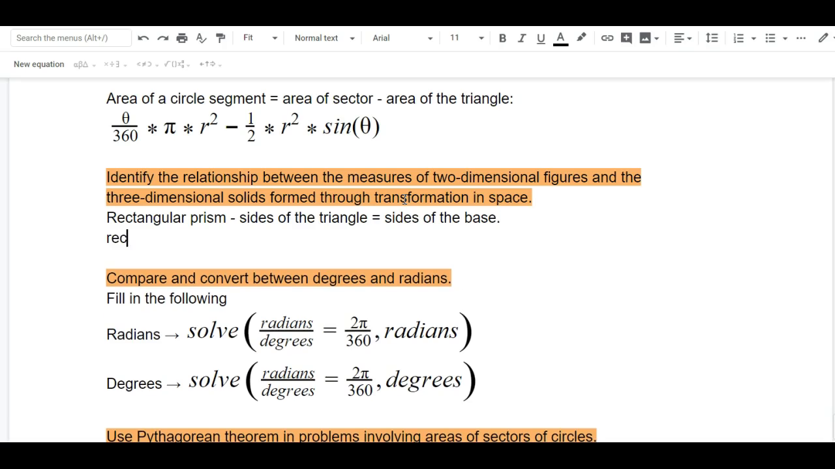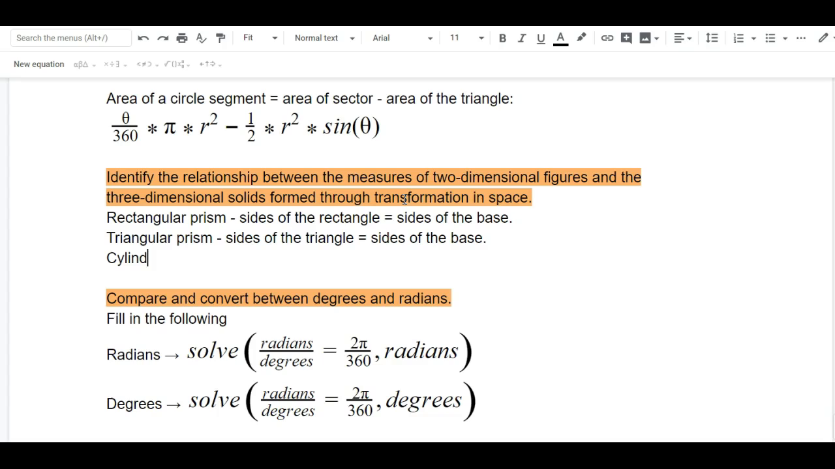And then for the rectangle, oops, that is a rectangle, sorry. Rectangular prism, we would do the sides of the rectangle. Sorry about that. Is equal to the sides of the base. And then if we're doing a triangular prism, same thing. The sides of the triangle equals the sides of the base. Okay. And this would be, for translations, pretty straightforward, right?